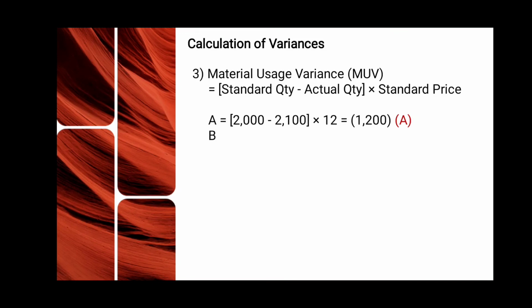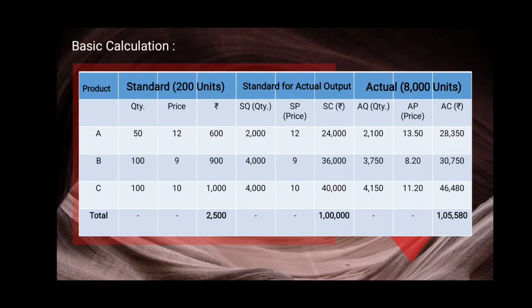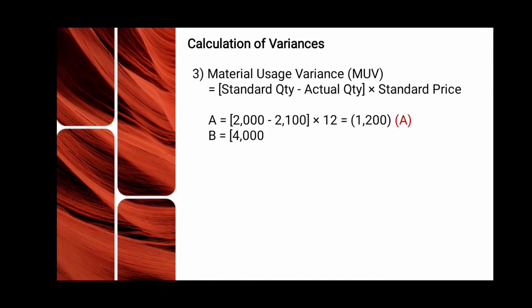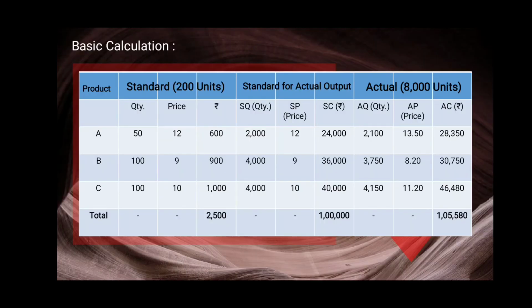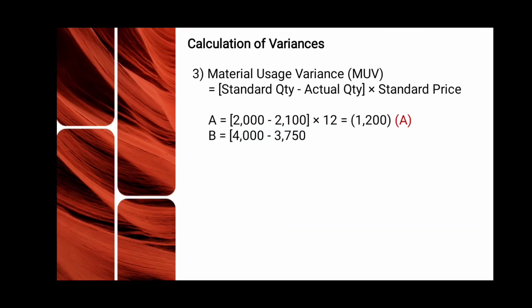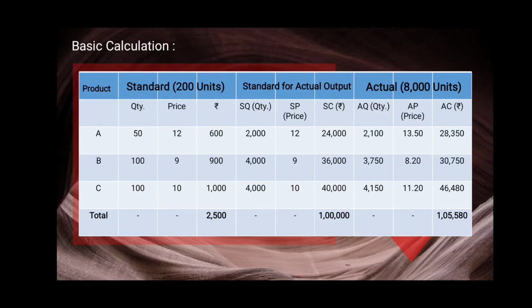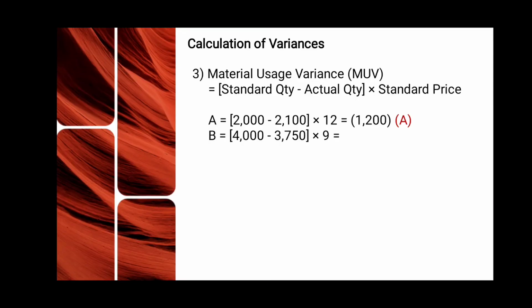Next, material B, which is equal to standard quantity. So standard quantity is 4,000 minus actual quantity. So actual quantity is 3,750 into standard price, which is 9. So it will be rupees 2,250, and we'll mark it as F.